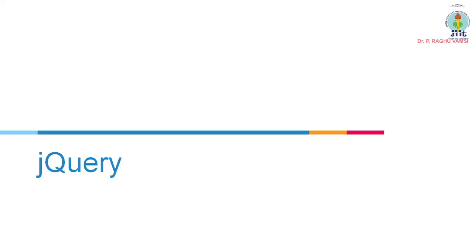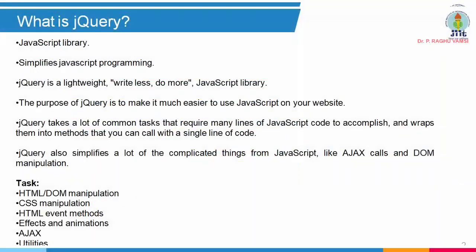In this video, I am going to explain a concept called jQuery. jQuery is a simplified form of JavaScript, and we can use jQuery instead of JavaScript to simplify the JavaScript. So let us go ahead and see what the other features of jQuery are and how to structure jQuery. So what is this jQuery?